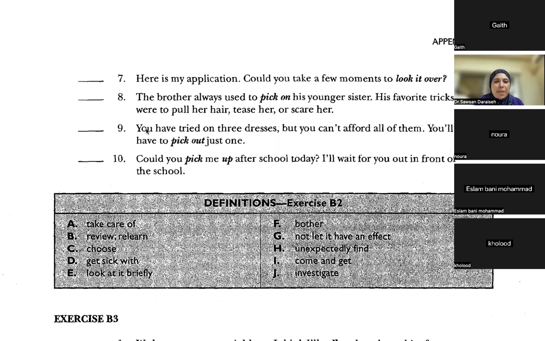Yes. So pick me up means, what does it mean though? Come and get me. Come and get me, with what? With his car. Pick up, with his car. So not his motorcycle, huh?